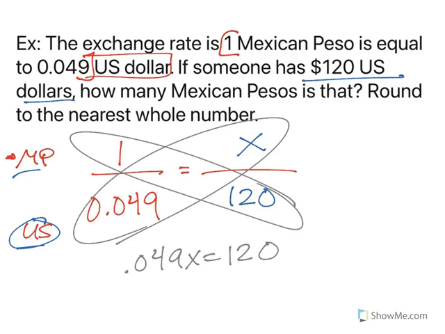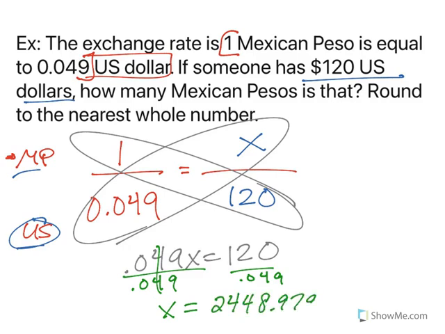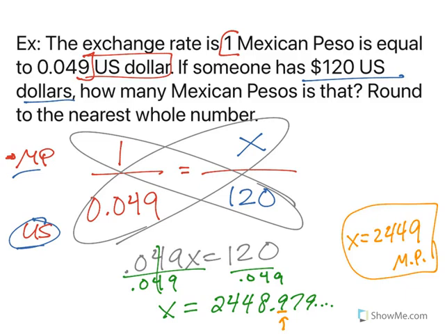To solve for x, we're going to divide by the coefficient. So remember, the coefficient is the number in front of the variable. So we divide by 0.049. Now when we do that, we end up with just x on the left, and 120 divided by 0.049 is 2448.979, and it just goes on and on. Now we are rounding to the nearest whole number, so if I look one place past, that 9 tells me to round up. So I'm going to end up with 2,449 Mexican pesos.